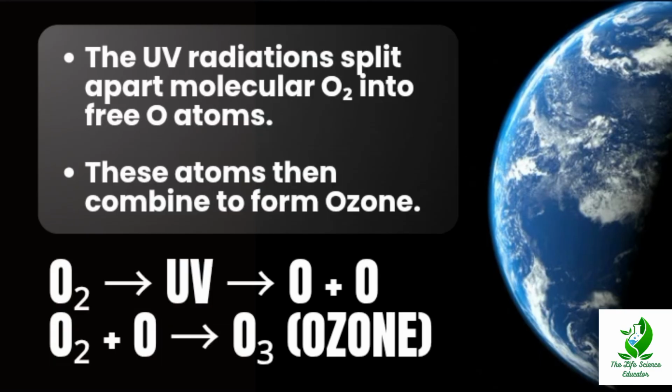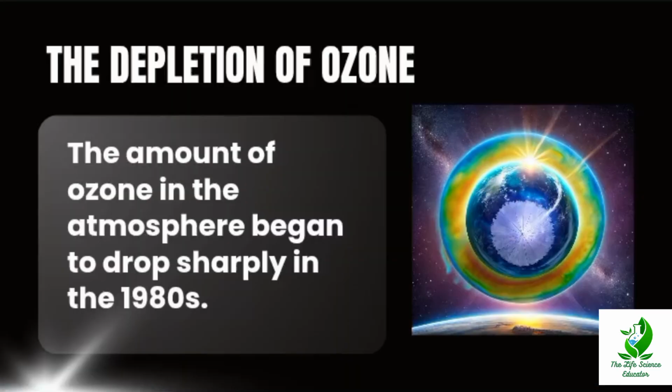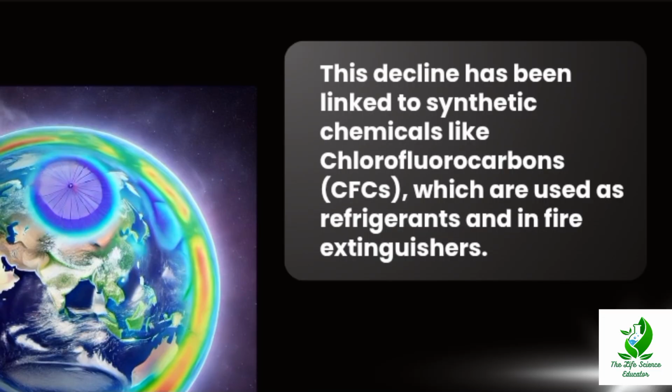Now let us see how this ozone layer is getting depleted. The amount of ozone in the atmosphere began to drop sharply in the 1980s. Here you can see the ozone depletion. This decline has been linked to synthetic chemicals like chlorofluorocarbons, which are used as refrigerants and in fire extinguishers. So measures have been taken to ban these chlorofluorocarbons.